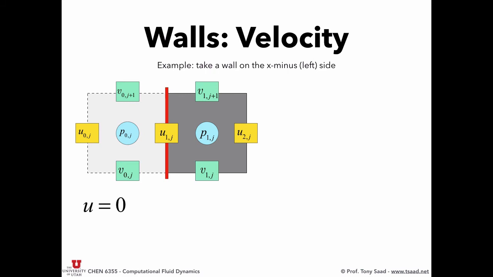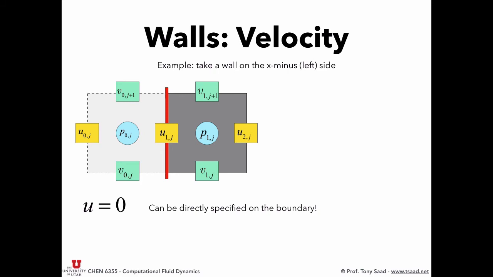So U is 0. Now, what is so great and powerful about the staggered grid is that it gives you a degree of freedom for the normal velocity here. So we can just set directly this U1j for all j. We can set that equal to 0. Bam. Great, like in the finite difference case.